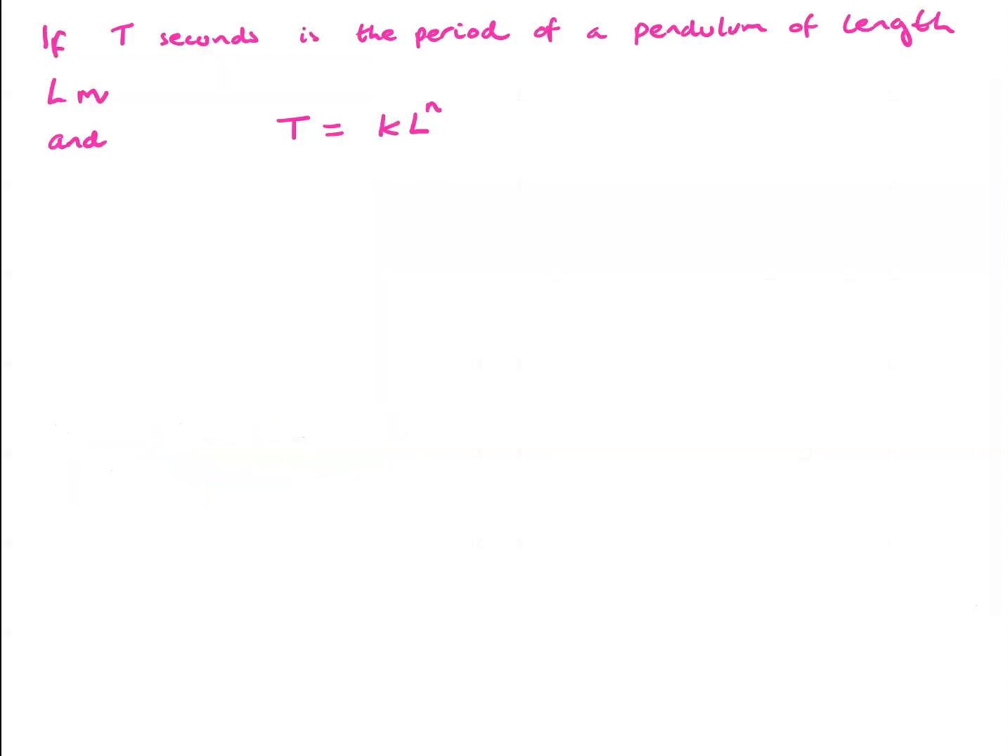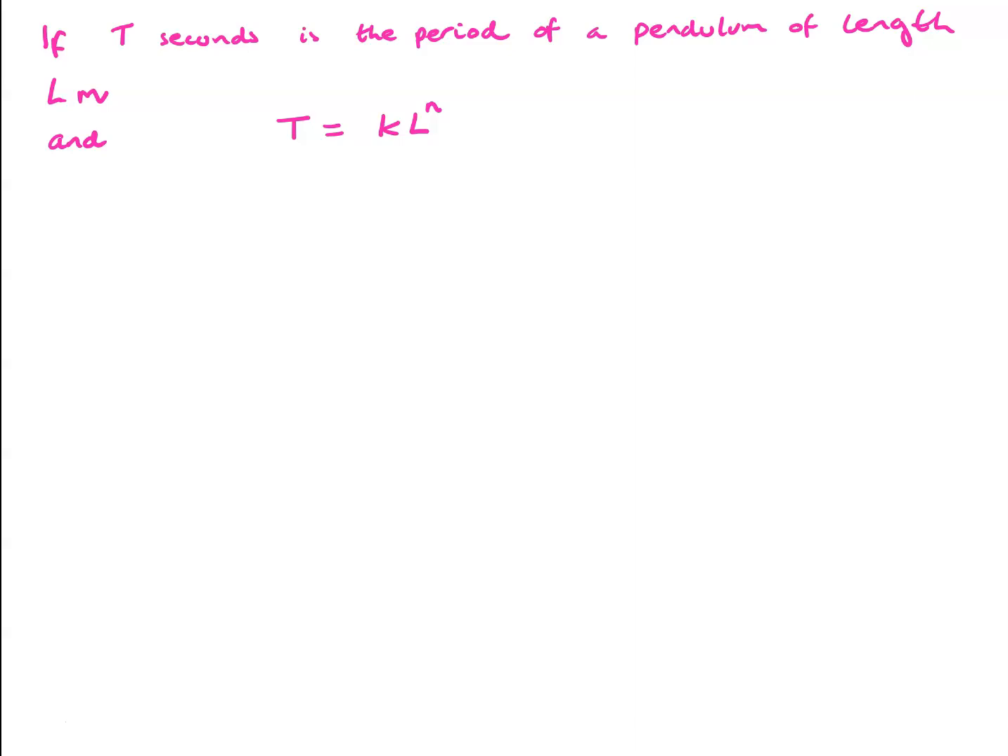If we have got a power law, we've got a relationship of the form T equals KL to the n. Now we've got to try and find the value of k, we've got to try and find the value of n. At the moment they're all muddled up in a single term.